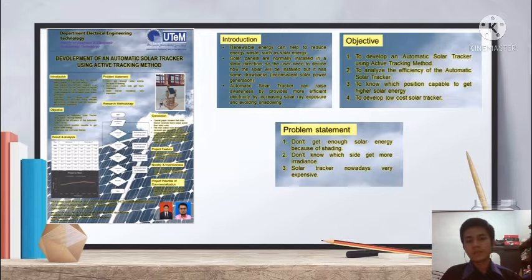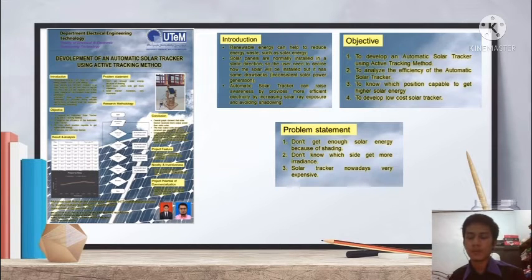So I have decided to develop an automatic solar tracker, which can provide more efficient electricity by increasing solar ray exposure and avoiding shadowing.